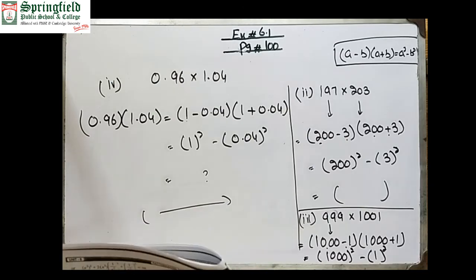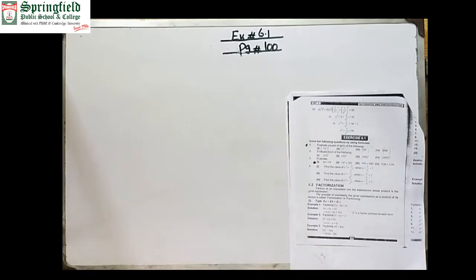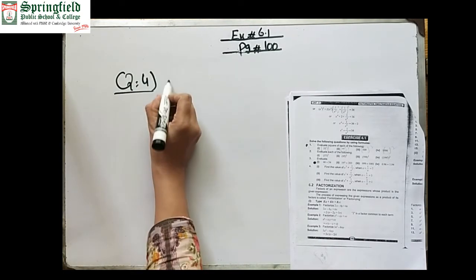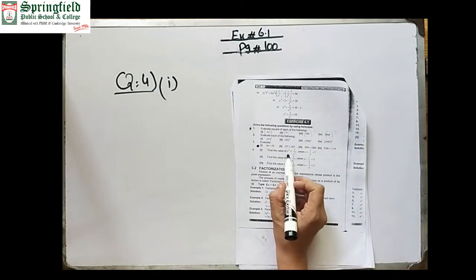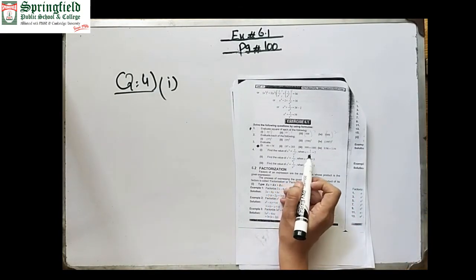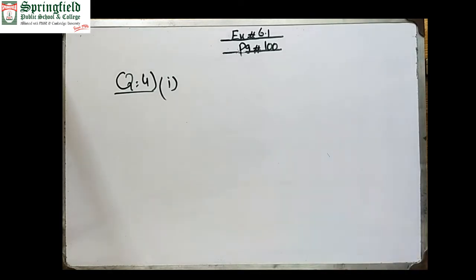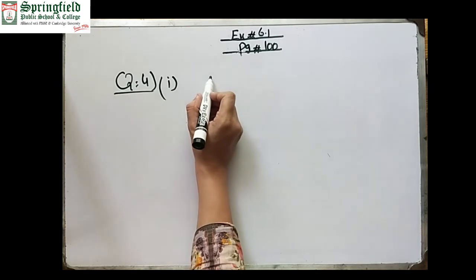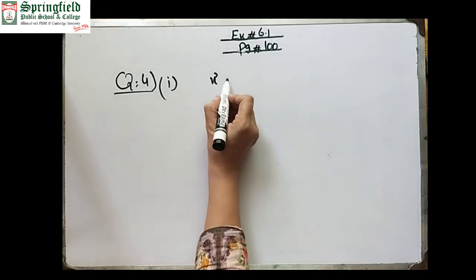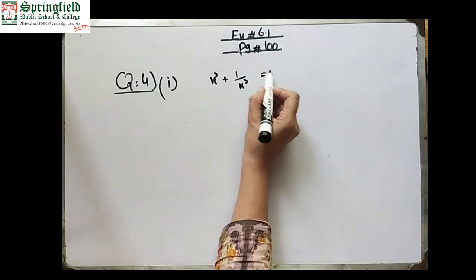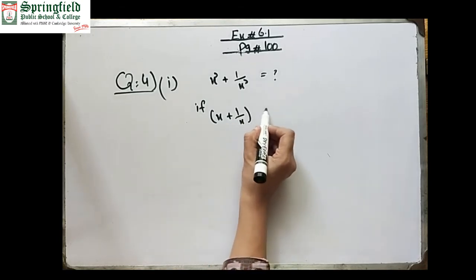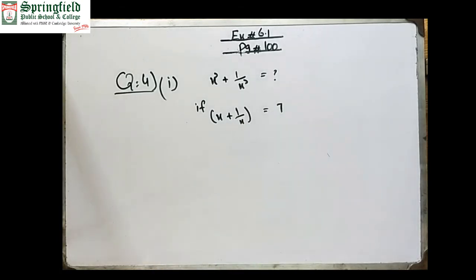Understood, beta? Okay, now come to question number 4. Okay, question 4 part 1. Part 1 is find the value of x square plus 1 by x square when x plus 1 by x is equal to 7. Now how can we find x square plus 1 by x square if the value of x plus 1 by x is given? They are saying that find out the value of x square plus 1 by x square, if x plus 1 by x is equal to 7. Now how can we solve this type of question?